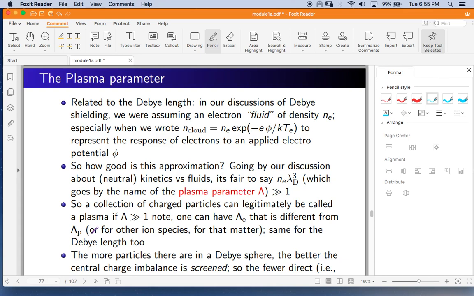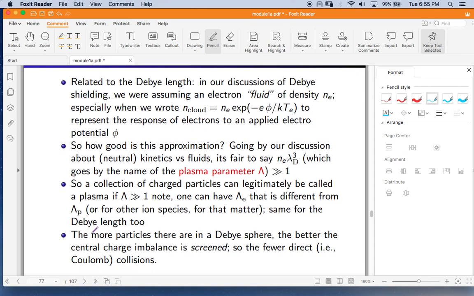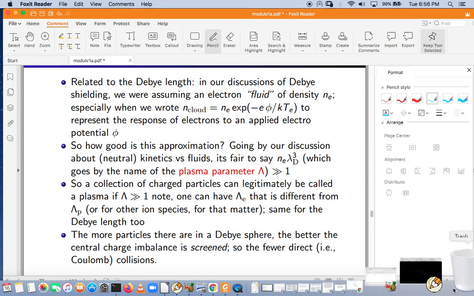Why are we saying this? The more particles there are in a Debye sphere, and by a Debye sphere I mean a sphere whose volume is lambda_D cubed, a sphere with radius lambda_D, the better the central charge imbalance is screened. Therefore there are few direct collisions. And by direct collisions, I mean Coulomb collisions like this.